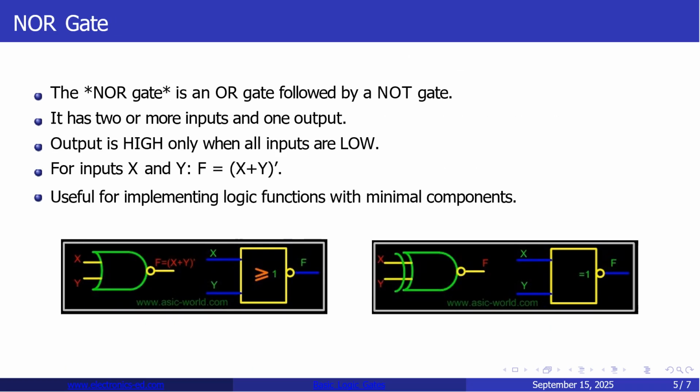Now let's talk about the NOR gate. If I imagine the OR gate, it gives a high output if any input is high. But the NOR gate does the opposite. It only gives me a high output if all the inputs are low. As soon as any input goes high, the output drops to low. For two inputs, x and y, the output is written as x or y with a bar on top, so not OR. NOR gates are really handy when I want to create logic functions as simply as possible, often with just a single type of gate.